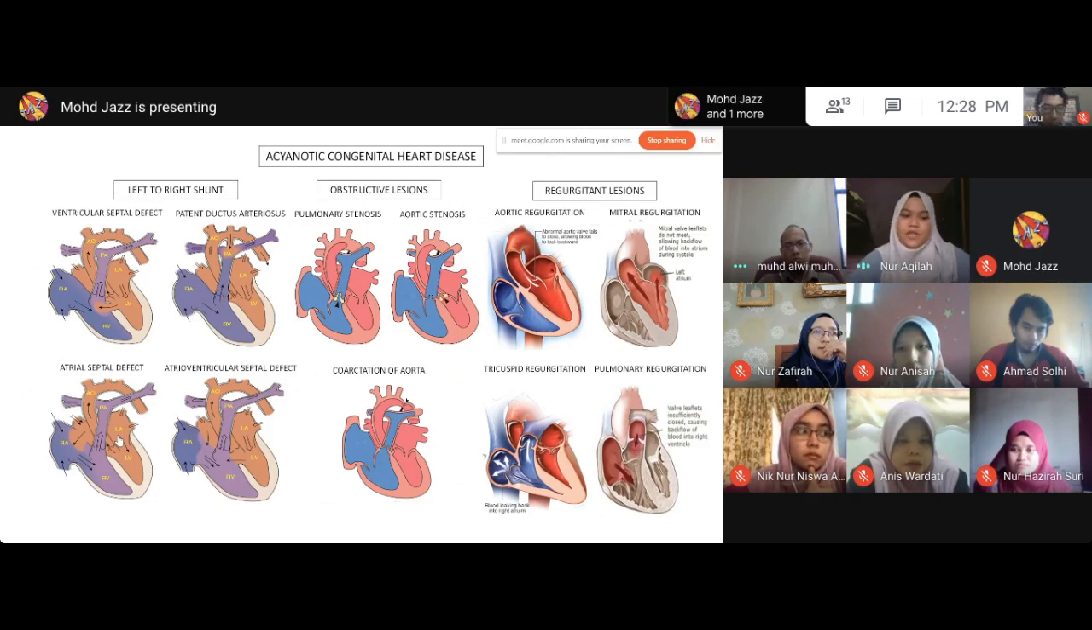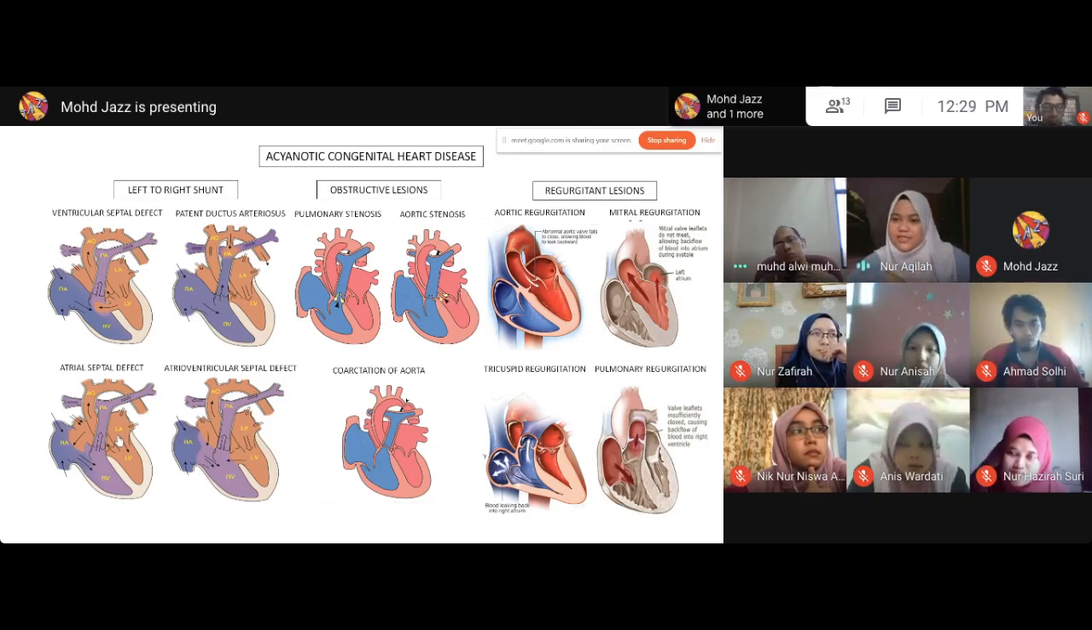Okay. And among the physical signs which distinguish ASD from others is that in ASD, there will be fixed splitting of S2. Because of the defect in ASD, it causes equalization of pressure between the left atrium and also the right atrium. So it causes fixed splitting, which means the splitting of S2, which consists of the aortic component A2 and also the pulmonary component P2, will be consistently widely split during both inspiration and also expiration because of the equalization of pressure in the left atrium and also the right atrium.